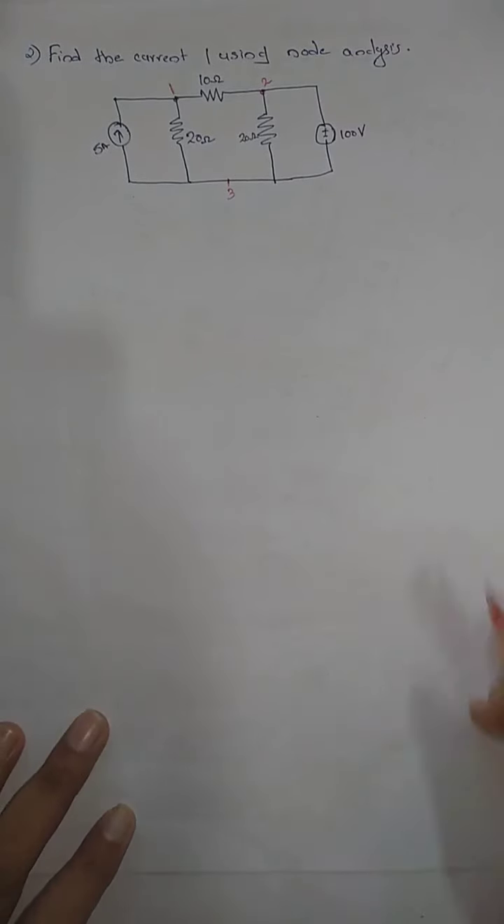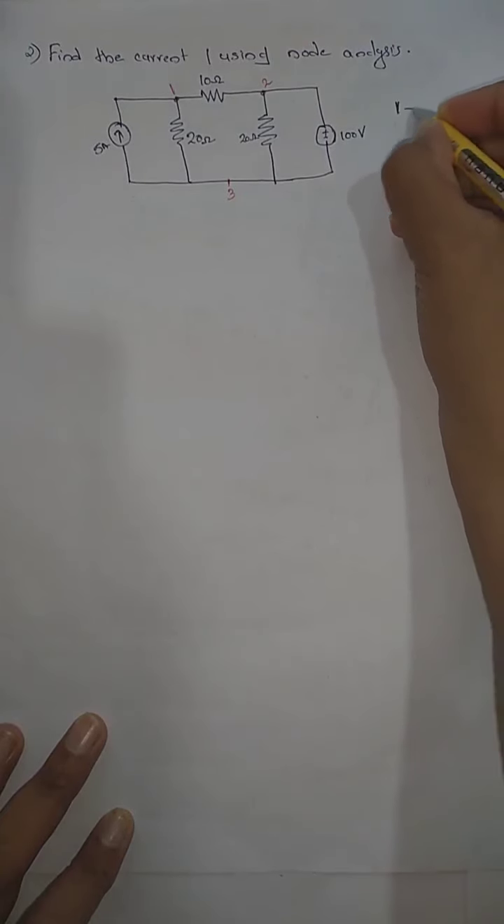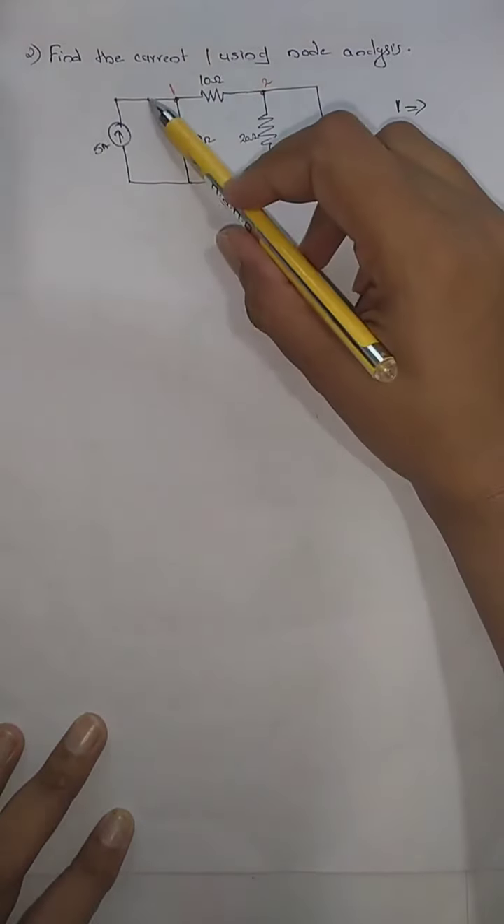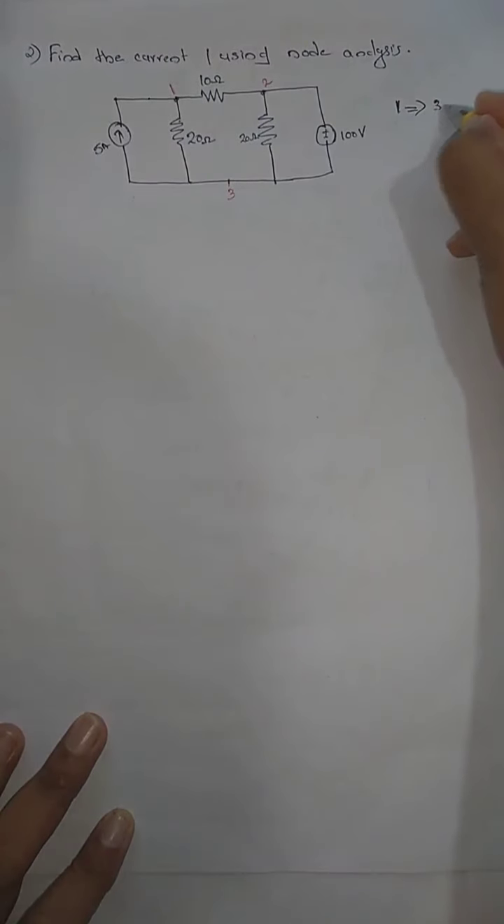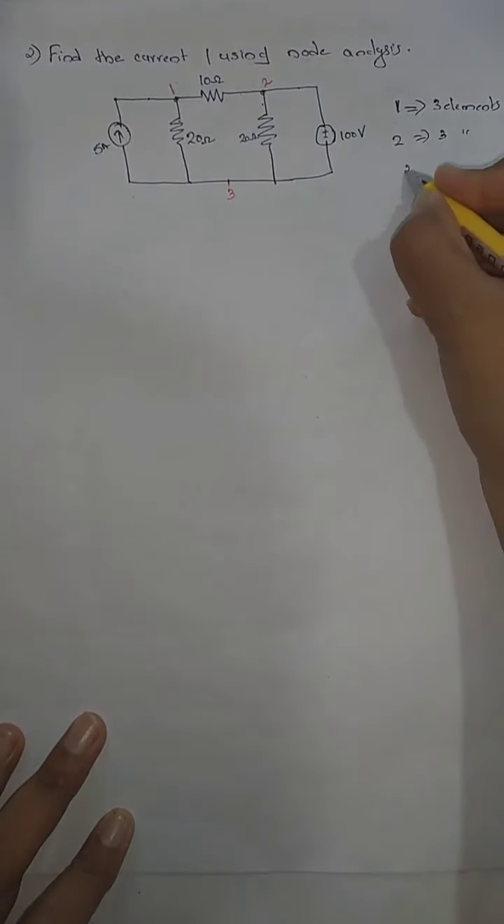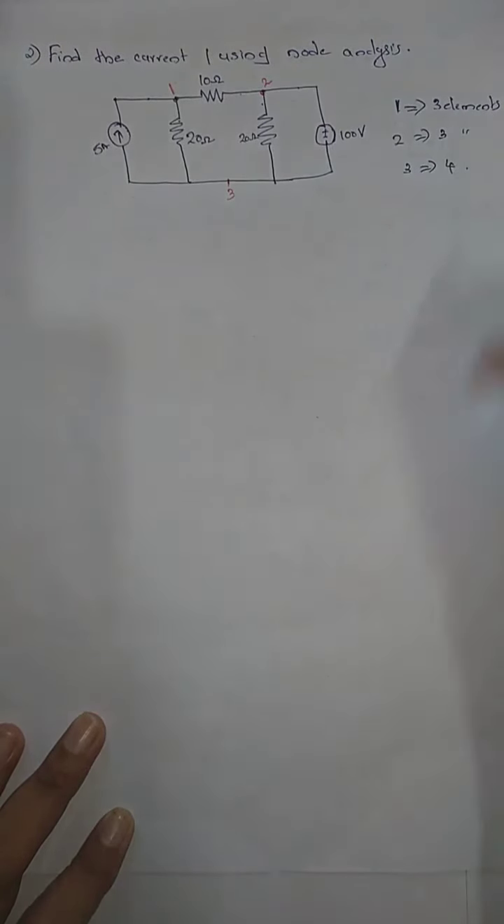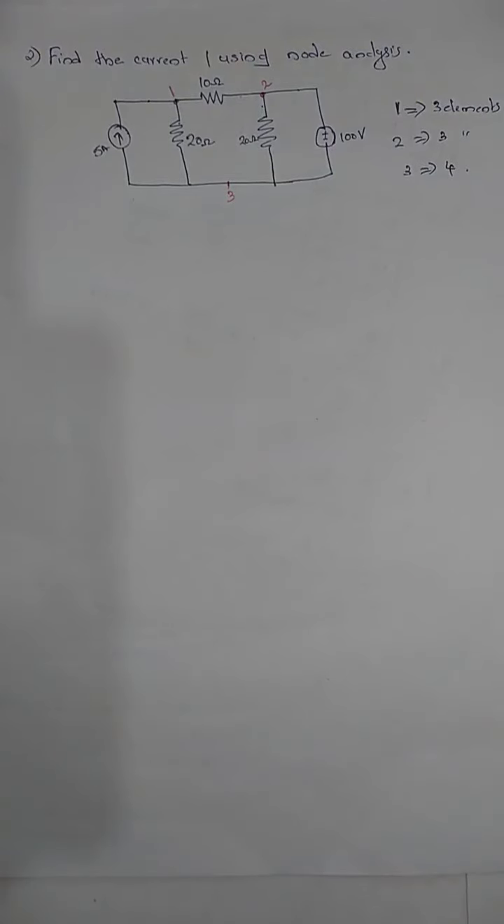While identifying our nodes, we have to count how many elements are connected to each node. So my first node has how many elements? 1, 2, 3. We have 3 elements connected to the first node. Similarly, for the second node also we have 3 elements connected, and to the third node we have 1, 2, 3, 4. 4 elements connected.